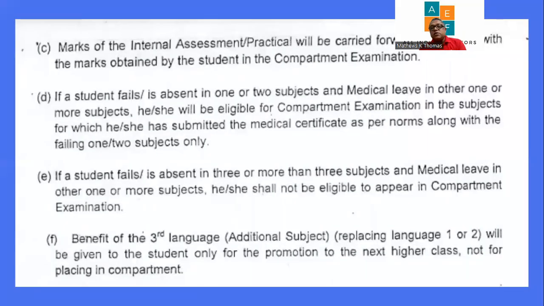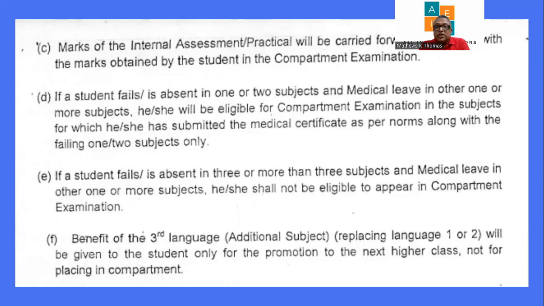And the internal assessment marks are going to get carried as it is in the compartment exam. And if the student is absent in 1 or 2 subjects, then the compartment can be given. But if the student is absent in more than 2 subjects, whatever be the reasons, the child is not eligible for compartment, because the board rule, the Department of Education is very clear that compartment can be given only in 1 or 2 subjects as far as class 9 is concerned.